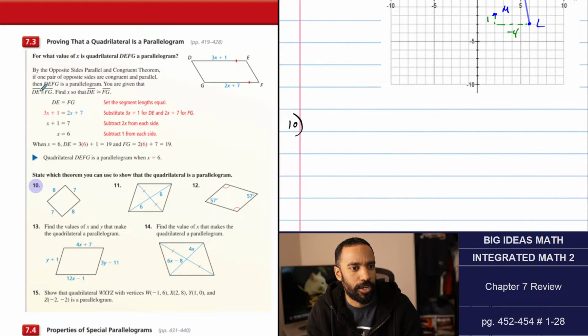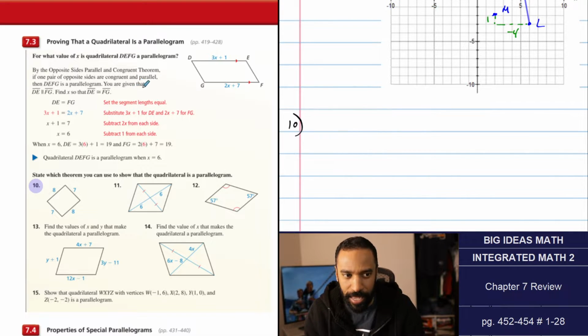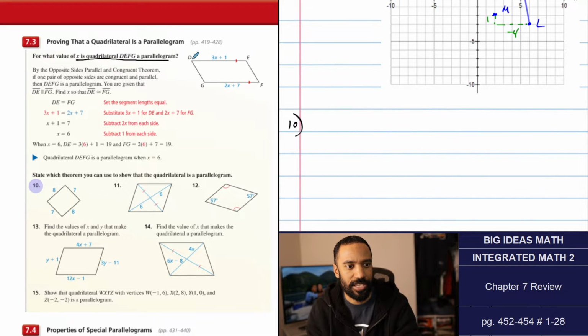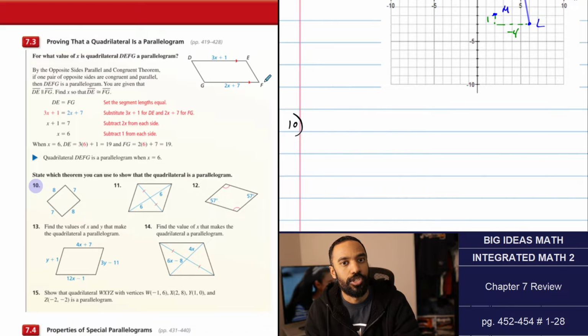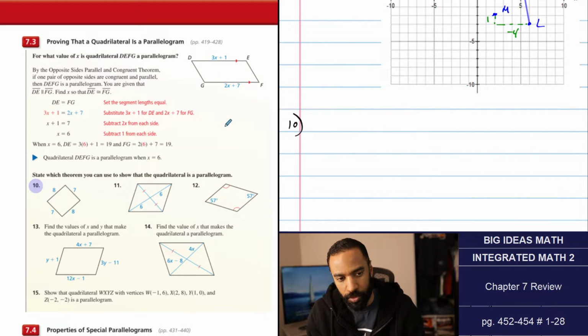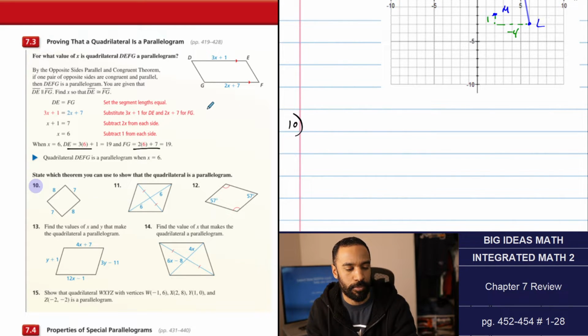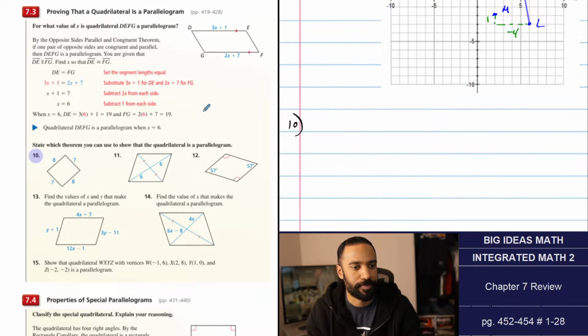But the opposite sides parallel and congruent theorem: if one pair of opposite sides are congruent and parallel, then it's a parallelogram. You're given that the sides are parallel, so what value of x would make these equal, making it a parallelogram, basically. That's what they're saying. For what value is it a parallelogram? No change in what you do. Set these equal to each other to make it so. X would equal 6 if you do the algebra. Now, I don't think they ask you to find the lengths, but substituting gets you to confirm that you get the same length of 19 for each of those.